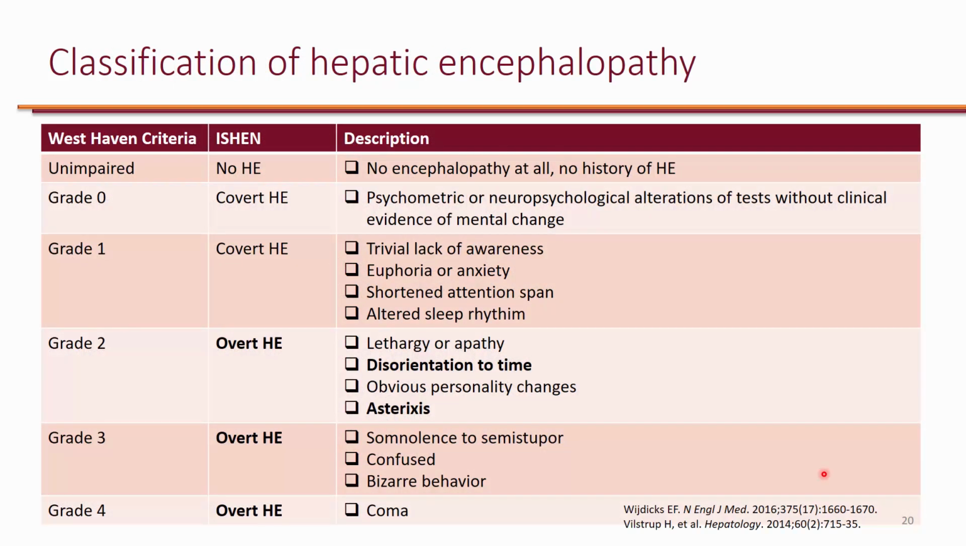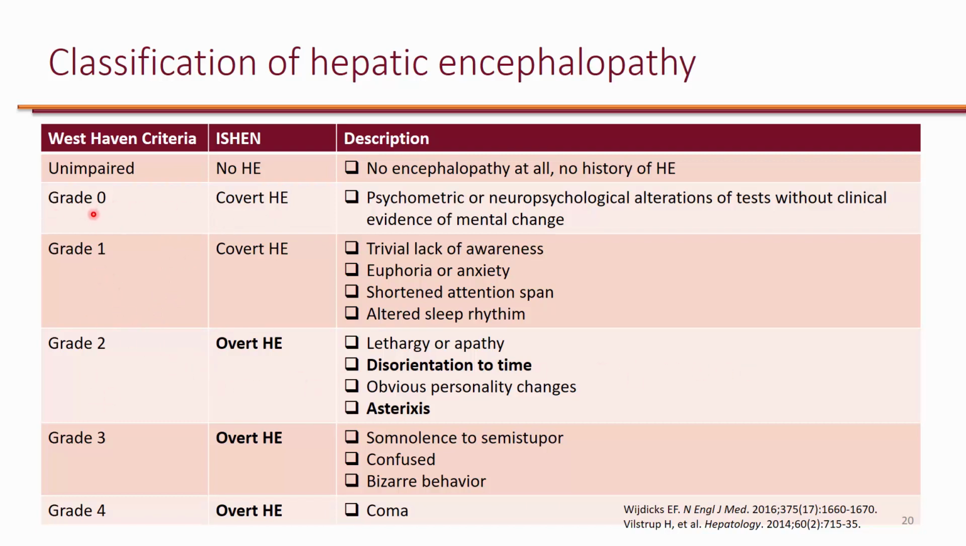Now let's take a look at the classification of hepatic encephalopathy. Generally, we use the West Haven criteria in order to grade hepatic encephalopathy. Obviously, if someone does not have impaired mental status, they do not have hepatic encephalopathy, so there's no grading that applies to them. Once someone does have hepatic encephalopathy, it's a matter of whether they have covert or overt hepatic encephalopathy, and that's where the grading comes in.